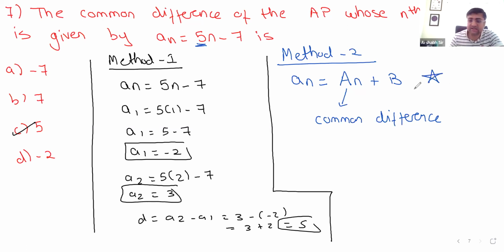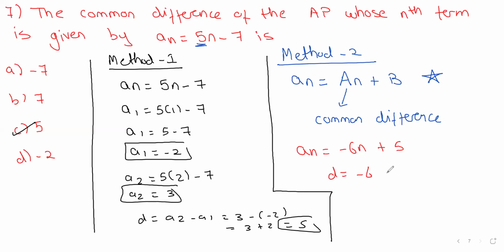ठीक है, सो लेट्स से मैं आपको दे देता हूं एक क्वेश्चन. लेट्स से एक एपी है जिसका nth टर्म इज -6n + 5. इसका कॉमन डिफरेंस क्या होगा बच्चों? -6. You can verify. ठीक है, so please make a note of this.